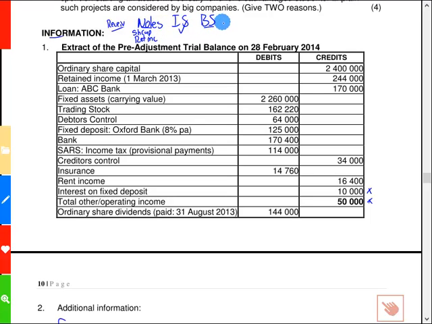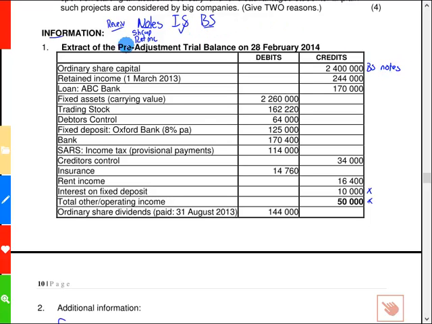So if it's a liability, asset or equity account, it's going to affect the balance sheet. Okie dokie. So the first amount we've got in the trial balance is our share capital of 2.4 million. Right, so that's going to affect my balance sheet, but also my notes.